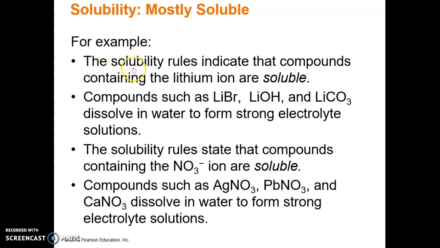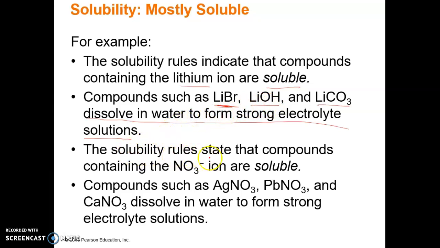So let's look at an example. The solubility rules indicate that compounds containing lithium are soluble. So compounds like lithium bromide, lithium hydroxide, and lithium carbonate dissolve in water, and they would dissociate completely into ions, and you would have a strong electrolyte solution. So in solution, it would be just ions, Li pluses and Br minuses, or Li pluses and OH minuses. So electricity would flow through readily.